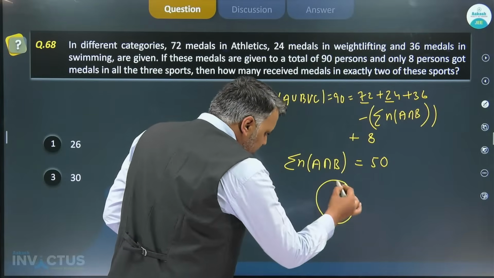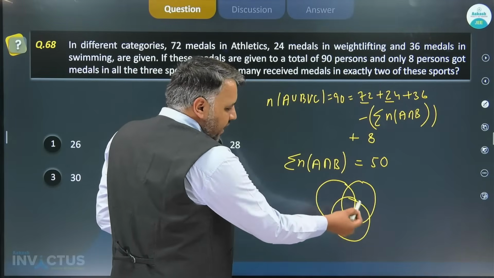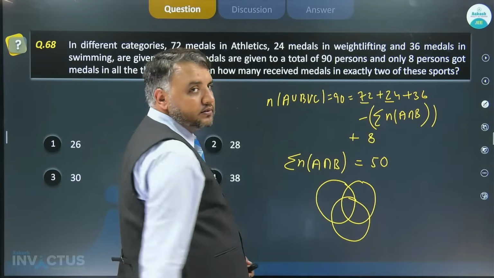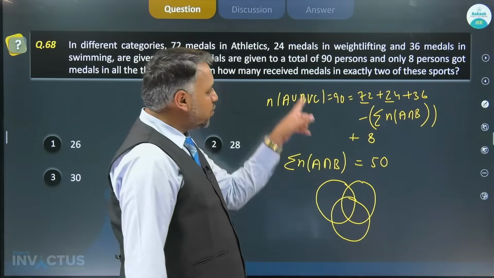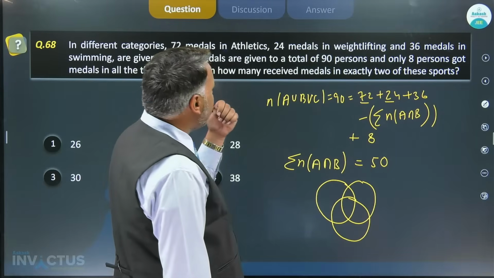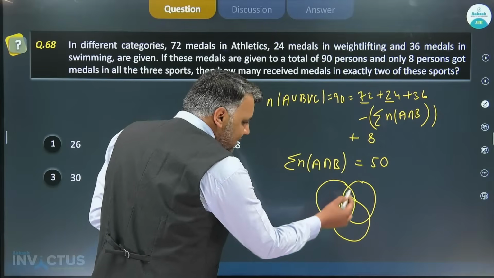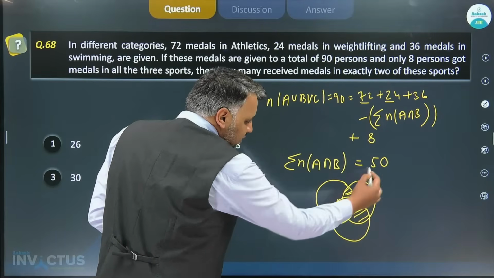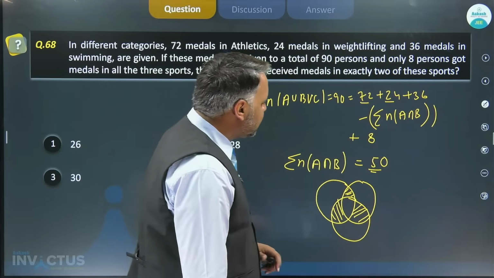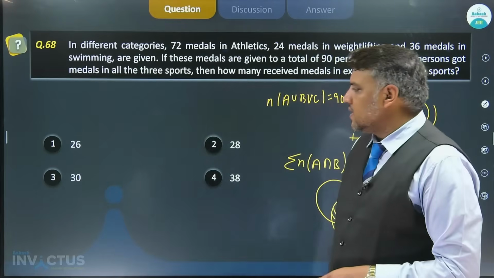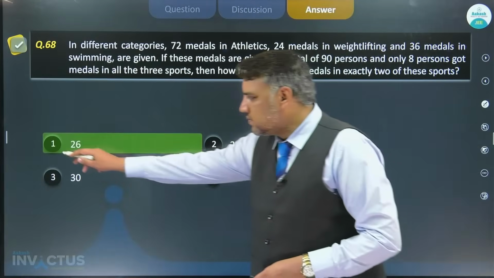But if we look into the Venn diagram, A intersection B, B intersection C, C intersection A, we have added the common portion 3 times. The question asked is how many received medals in exactly 2 of these sports, so we have to calculate the portion of exactly 2 sports. From this total we subtract this common portion 3 times, that means 8 into 3, 24. So 50 minus 24 is 26, so 1 must be the answer, 1 is the answer.